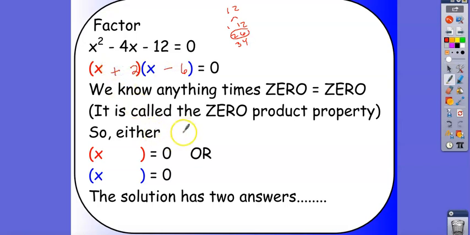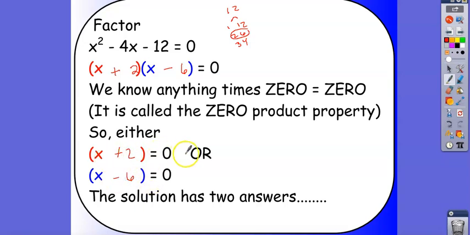There we go. Okay, now we know that anything times 0 is equal to 0. 4 times 0 is equal to 0. 5 times 0 is equal to 0. It's called the zero product rule. So either x plus 2 has got to equal 0, or x minus 6 is equal to 0.